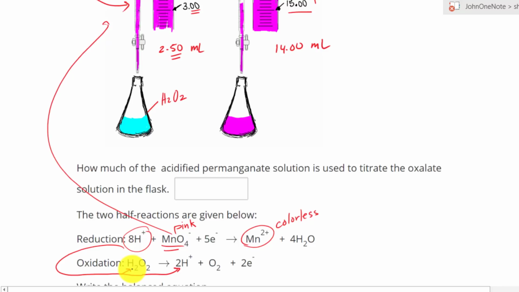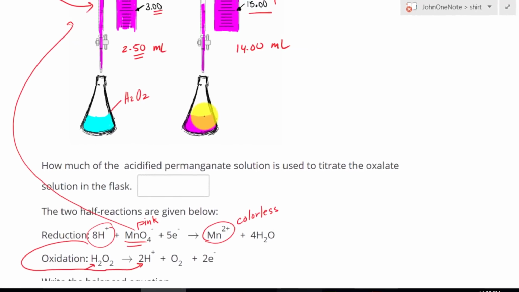So let's summarize this. The hydrogen peroxide in the flask will produce H plus that will react with the permanganate as we drop it down into the flask, and that would make the pink color into colorless until all the hydrogen peroxide has been used up, so that any more permanganate solution adding in will cause the whole entire solution in the flask to turn pink. And we consider that as the endpoint.